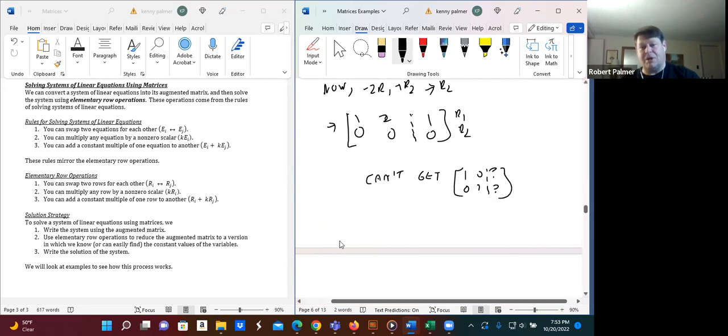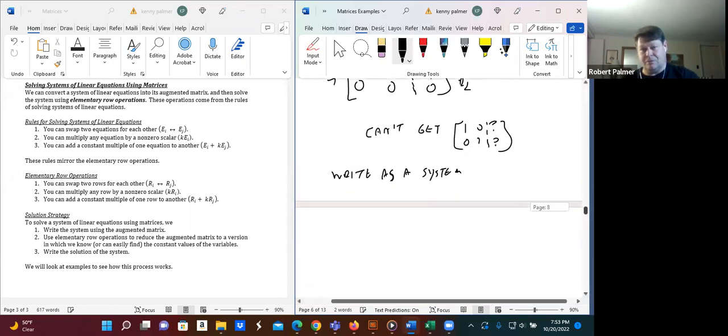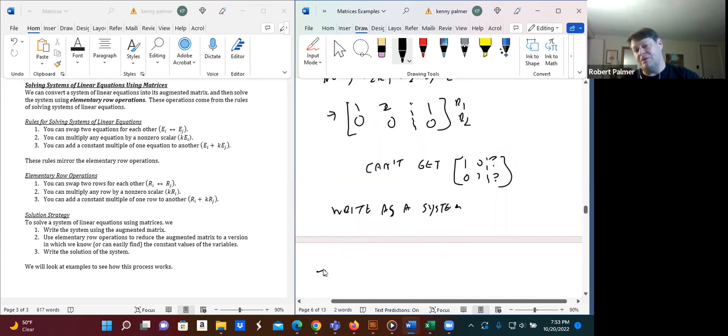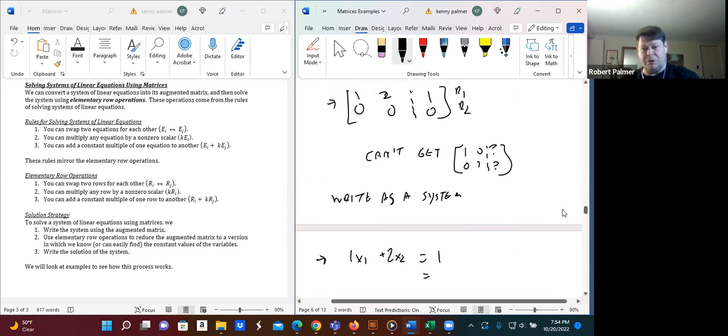Now, once again, I'm going to write this as a system, and we'll see what happens. If I write this as a system of equations, I have 2 equations. On the right side of my dividing line, I have 1. This is the coefficient for x1. So 1x1 plus 2x2 is equal to 1. That's my original first equation. But now I have 0x1 plus 0x2 is equal to 0.